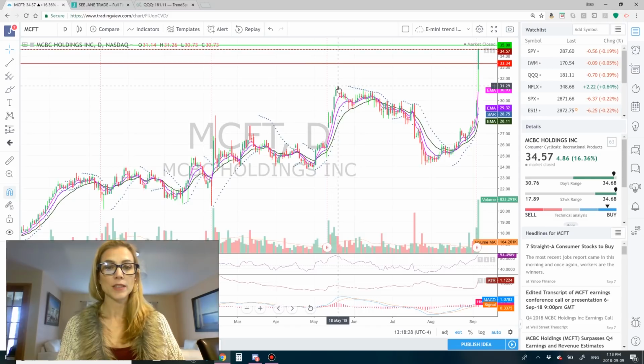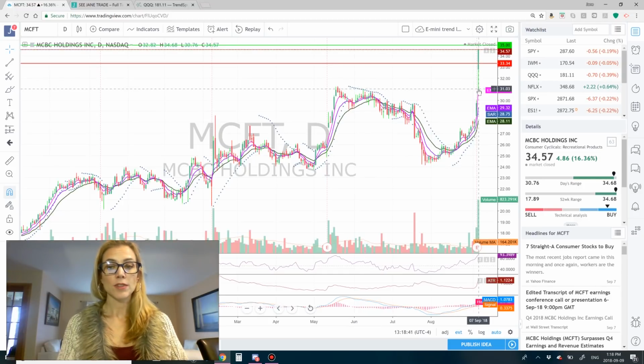We also have MCBC Holdings. So we have here, this was the prior resistance level. Came down, gapped up and ran up. It opened up here, pulled back to that resistance level. A lot of buyers got in, probably shorts that were looking to close at their stop level.